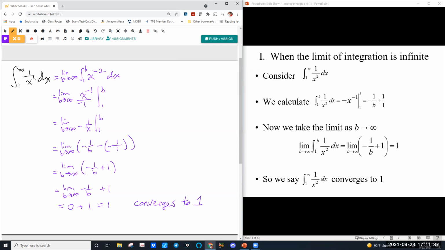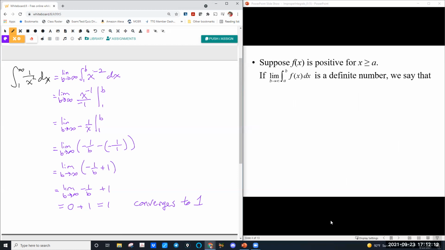So if we can calculate the improper integral, it is what we call convergent. And if it converges for an improper integral, if we calculated it, it actually converges to that number. Later we're going to look at something called the comparison test that just tests for convergence. It doesn't test what it converges to. So for right now, just say, okay, if we calculated the improper integral and we got a number, it's convergent.